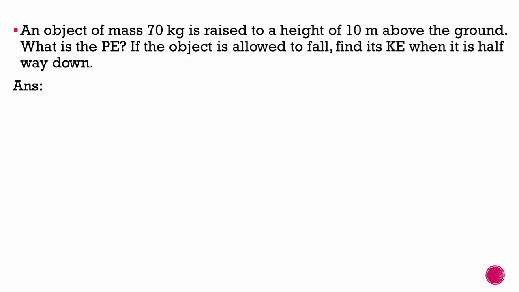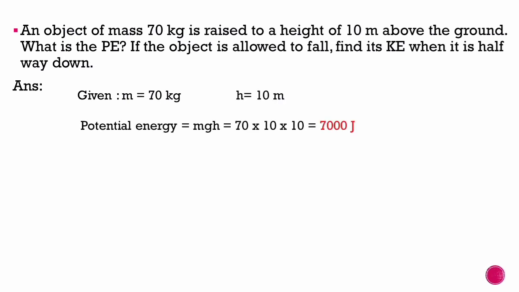So the question goes like this: an object of mass 70 kg is raised to a height of 10 meter above the ground. What is the potential energy? If the object is allowed to fall, find the kinetic energy when it is halfway down. So what are the given values here? It's given mass is 70 kg and height is 10 meter. So you can use the direct formula mgh to find the potential energy, and you get the value 7000 joules, 70 into 10 into 10.